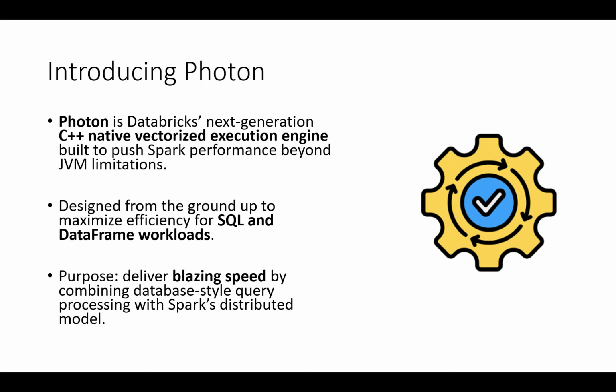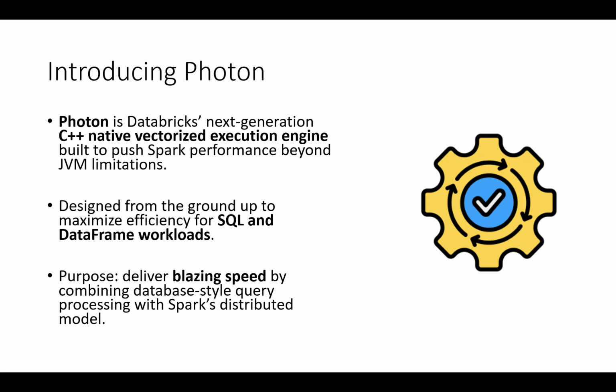Photon was given by Databricks. As we all know, Spark has been taken up by Databricks, and they have taken open source Apache Spark, added a lot of things on top of that, and made it very easy to use. So Databricks has come up with a next generation C++ native vectorized execution engine. This C++ based execution engine is to make sure that Spark goes beyond the limitations of JVM that we just saw.